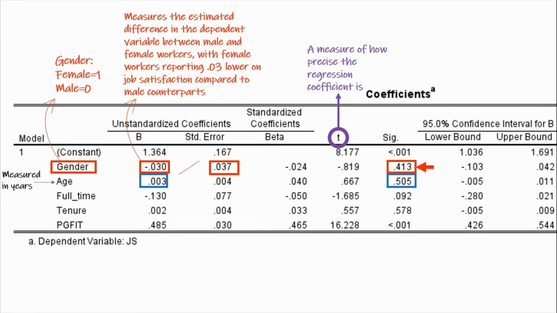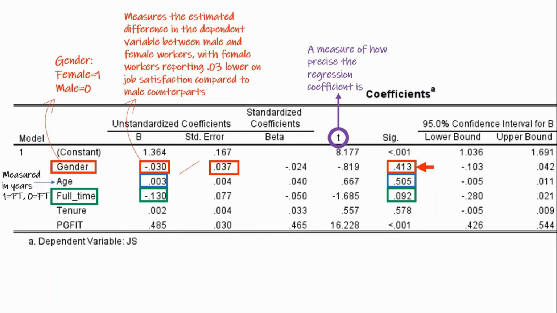Now, what about the type of employment? It's a dummy variable coded 1 for part-timers and 0 if full-time. To interpret this coefficient of minus 0.130, this is the estimated difference in job satisfaction between full-time workers and part-time workers, and part-time workers report on average 0.130 lower job satisfaction than full-time workers because part-timers are coded 1. But the difference between full-time and part-time workers here is ultimately not statistically significant, as the p-value associated with it is greater than 0.05, the cutoff value.